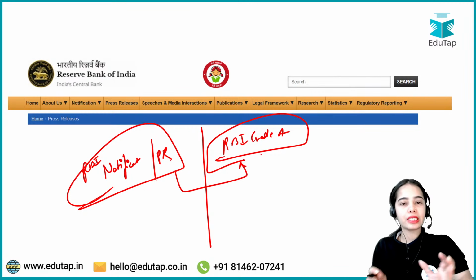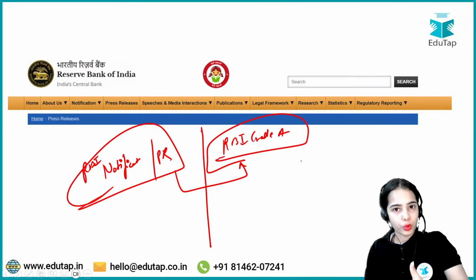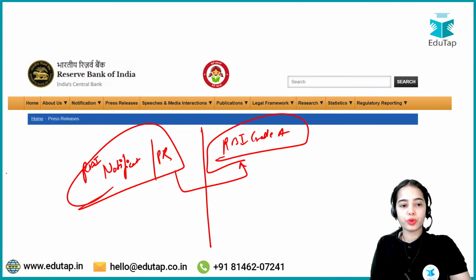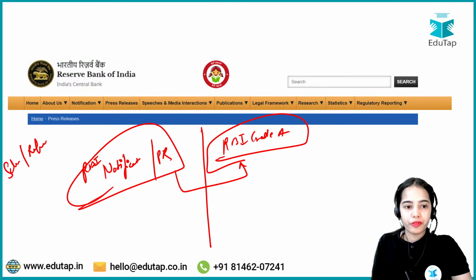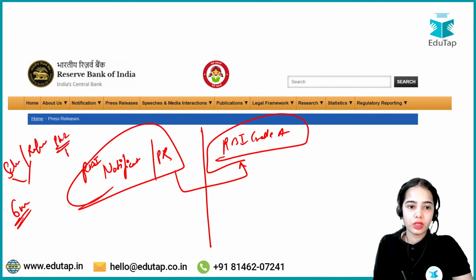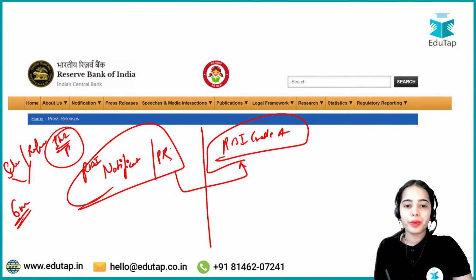Because RBI grade A is expected soon, you will have to start going through the schemes and reports, which you have to do at least 6 months before the examination, before phase 2. For RBI notifications and press releases, you should also start. And RBI reports.